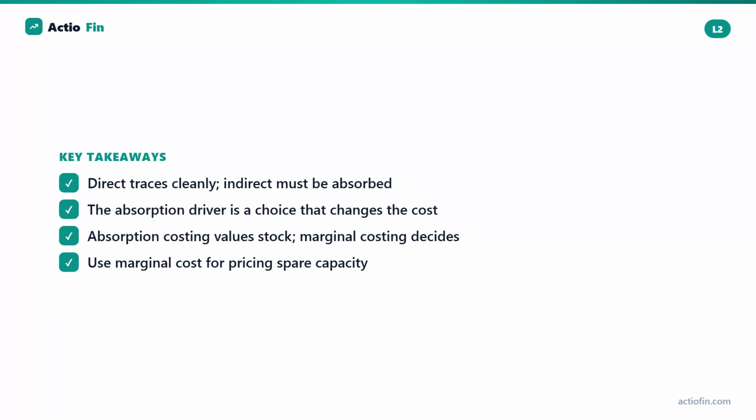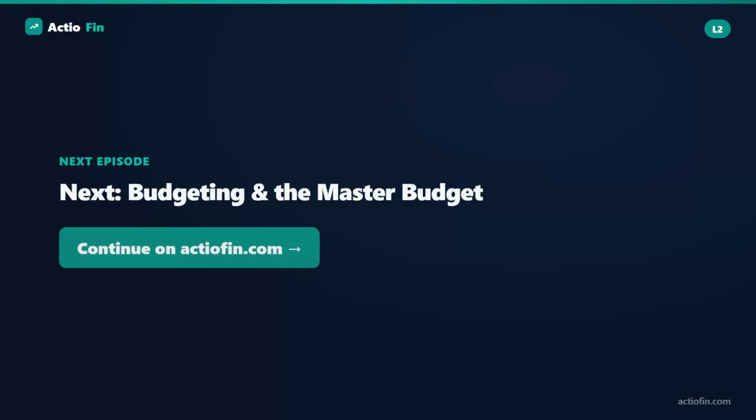Now that you can cost a product properly, the next episode builds the plan that uses those costs, the budget. We will assemble a master budget from sales right through to cash, and see how the pieces lock together.